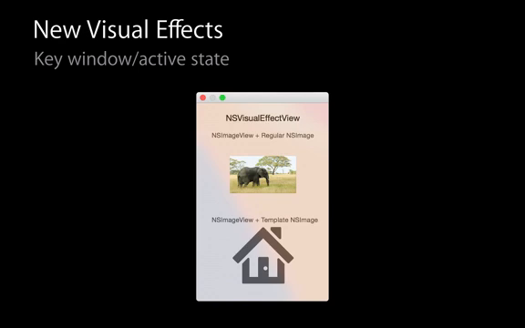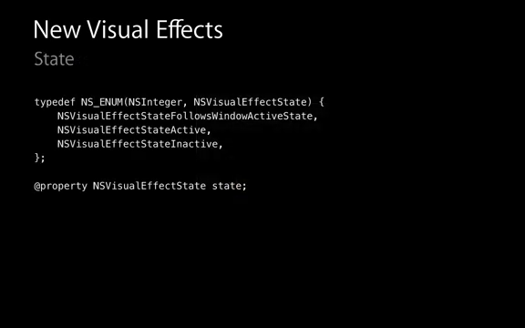Now let me talk about some state. The visual effect view has an active state, which we see here, blending with the window. And it also has a non-key or inactive state, so it automatically removes the blurring and just goes to being a solid color fill. This is also represented in API. The visual effect view has a property called state, and it's an enum value, NSVisualEffectState.